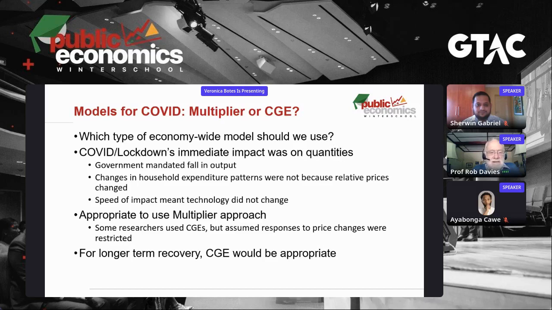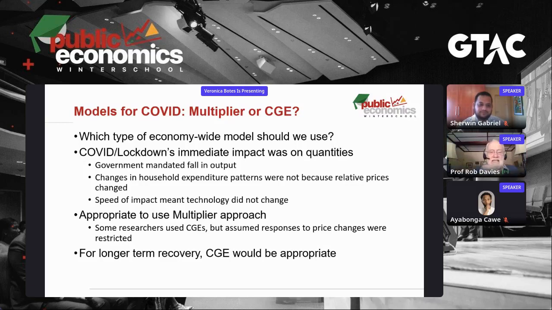Next slide. Oh, sorry. So the question for us when we started modeling this back in April last year: what type of economy-wide model should we use? Our thinking was the lockdown effect is on quantities. It's not because prices have risen that people aren't buying stuff. It's because they can't get it. They're not allowed to produce it. So it's not the price mechanism causing this to spread through the economy.